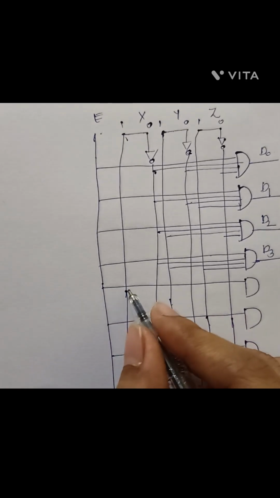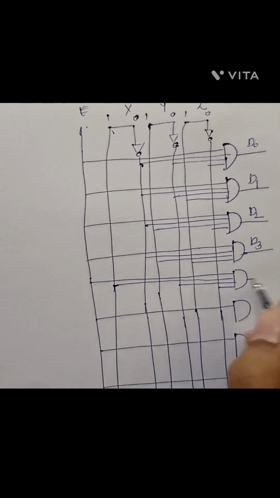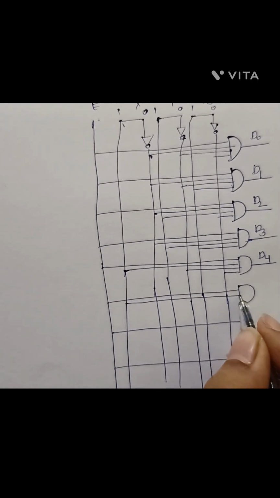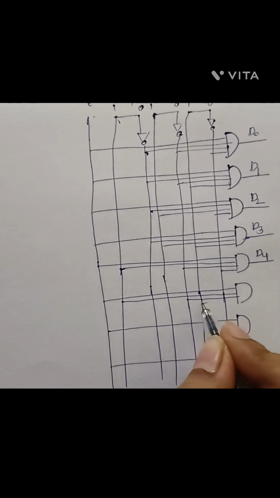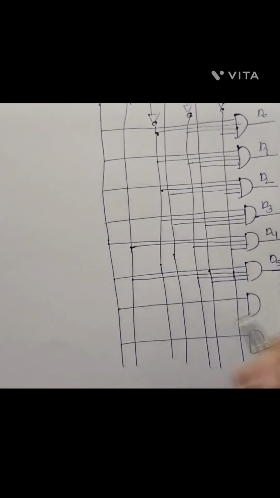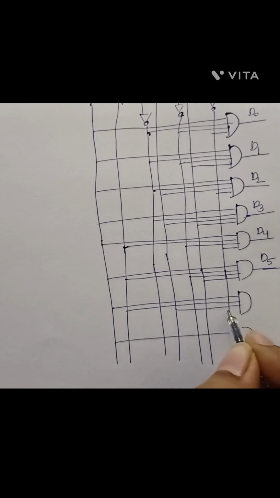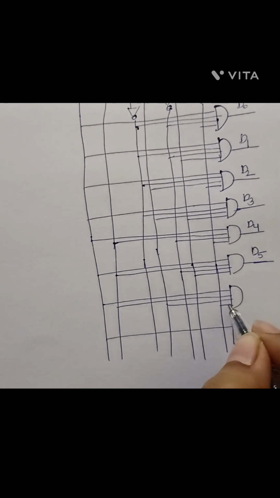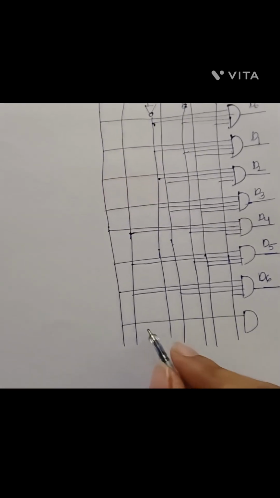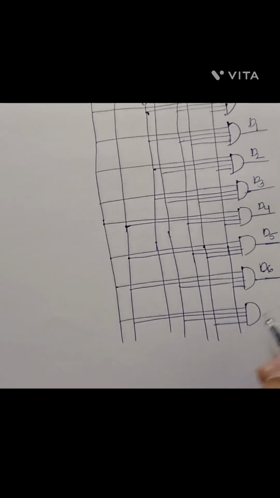For D4, it is 1 0 0, so X is 1, Y is 0 and Z is 0. For D5, it is 1 0 1, so X is 1, Y is 0 and Z is 1. For D6, it is 1 1 0, so X is 1, Y is 1 and Z is 0. So D6. Then for D7, it is 1 1 1, X is 1, Y is 1 and Z is 1.